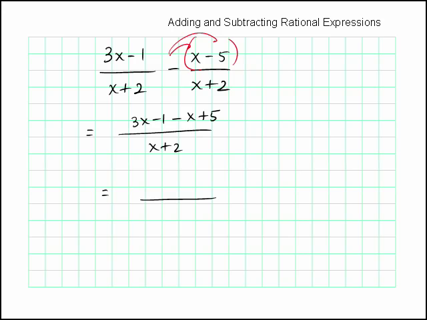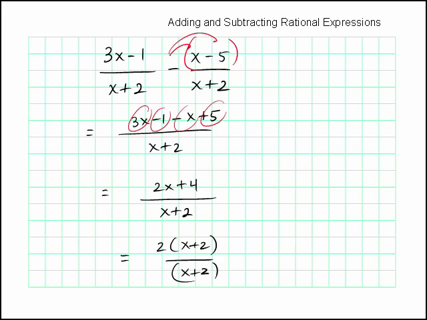Combine your like terms. I've got 3x minus 1x, which is 2x, and I've got a negative 1 plus a 5, which is a positive 4. It looks like we can reduce this one as well. I could factor 2 out of the numerator, and then I can reduce that right there, and it looks like my answer is just 2.